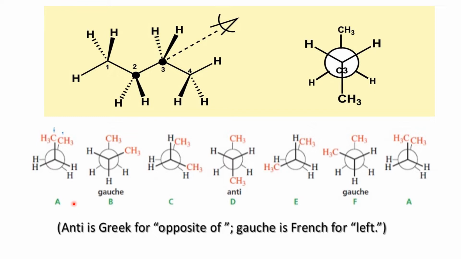So, along the C2, C3 carbon rotation, an infinite number of conformations are possible for the butane molecule. Among these, the most important three conformations are the gauche form, the anti form, and the eclipsed form. That we will discuss one by one. Now you take these examples, these pictures.